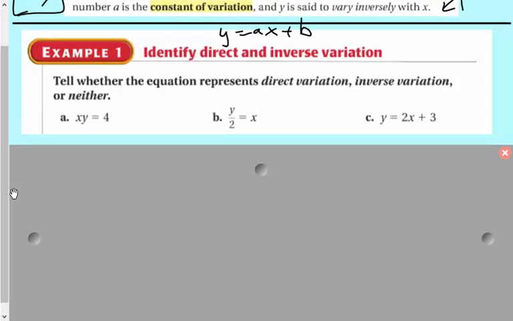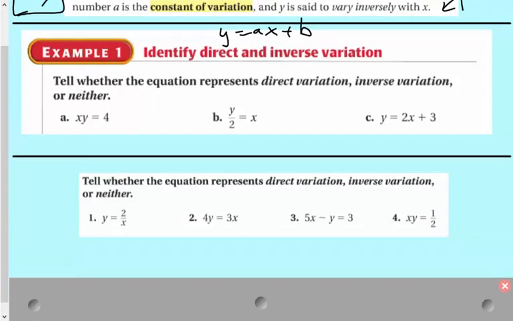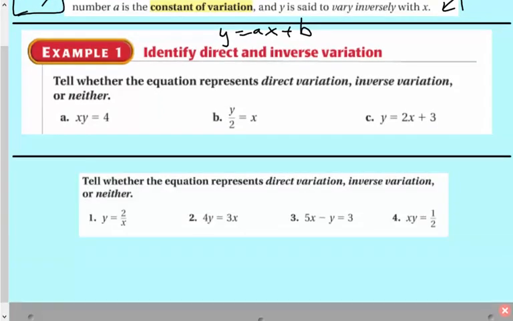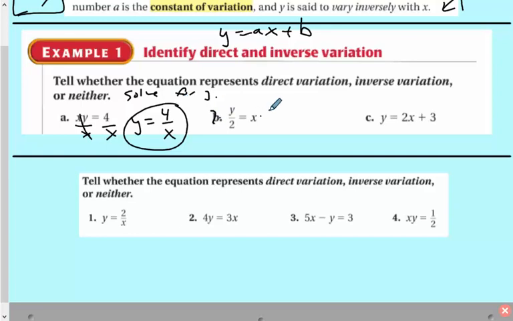So the first few questions are simply determine whether or not these represent inverse variation. So what you're going to do is solve these for y. Just simply solve for y, and then look at it. See if it follows the inverse variation model. And this one does. 4 divided by x. Yes. Okay, good. This one we're going to multiply by 2 to solve for y. Y equals 2x. This one would be, I should say, not yes. This one's inverse. This one's direct. Okay, this one right here is already solved for y, but it has a plus 3, so this one's neither.